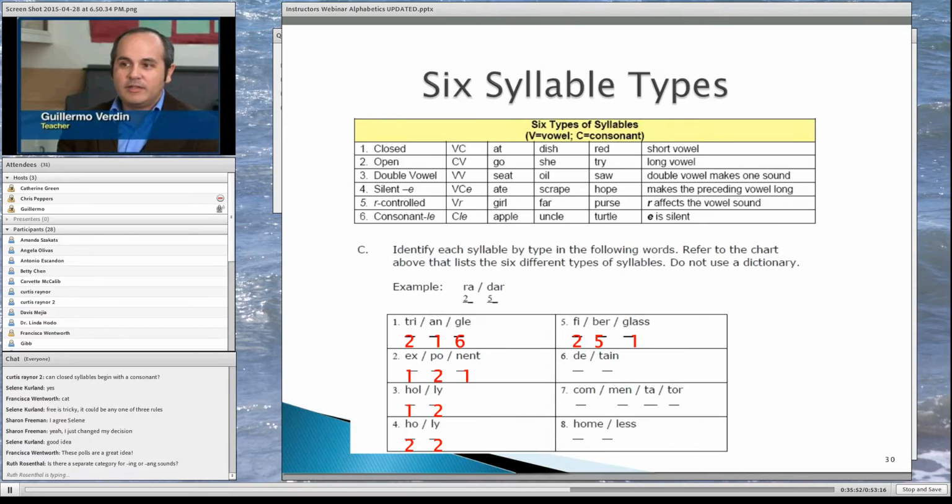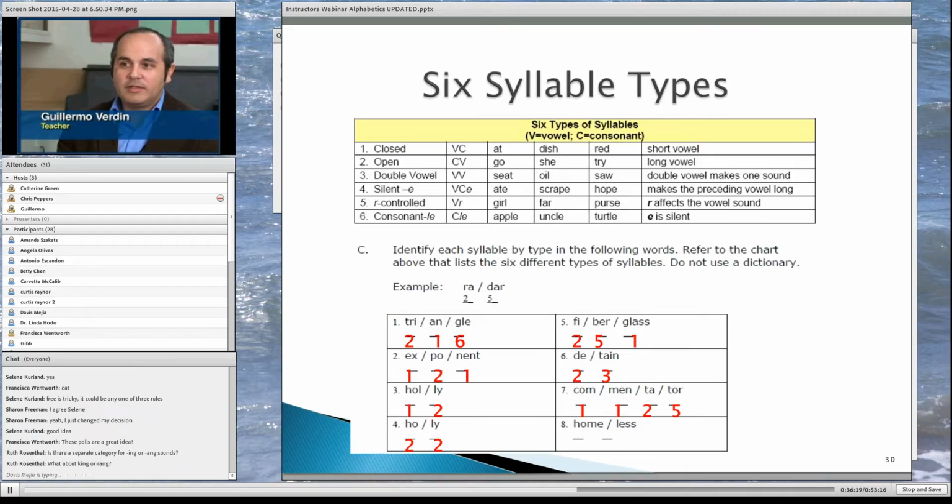If we take a look at detain, we have the open syllable and the double vowel. And then look at this one, commentator. Closed, closed, open, R control. And again, we want our students to be familiar with these syllable types to help them identify the parts that are known so that they can decode the word quickly, accurately, and effortlessly.